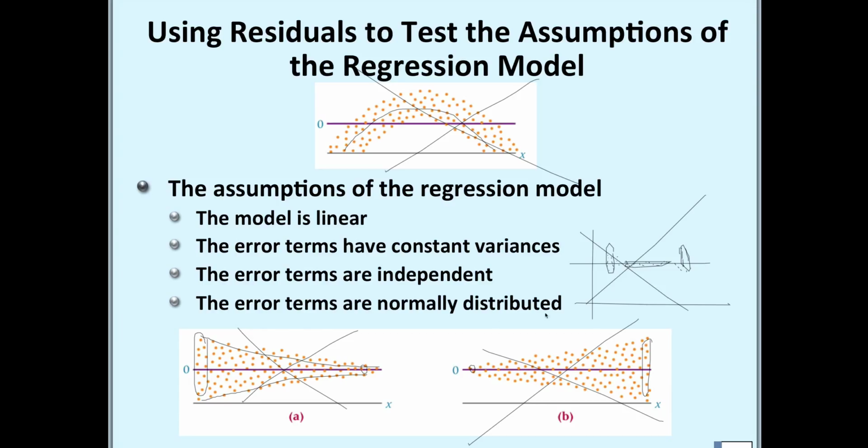And the last one is your error terms should be normally distributed. That means if you just draw a histogram of your error, it should look like this. They will scatter around 0. These are the assumptions that should hold. Otherwise, your regression model is not useful.